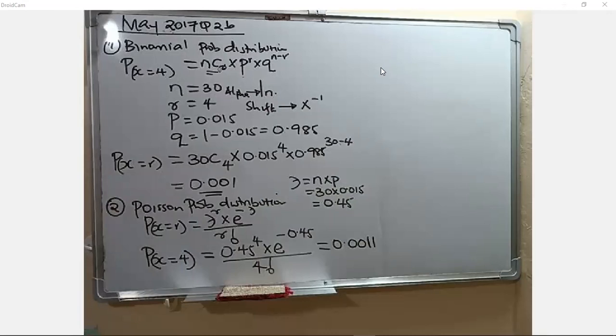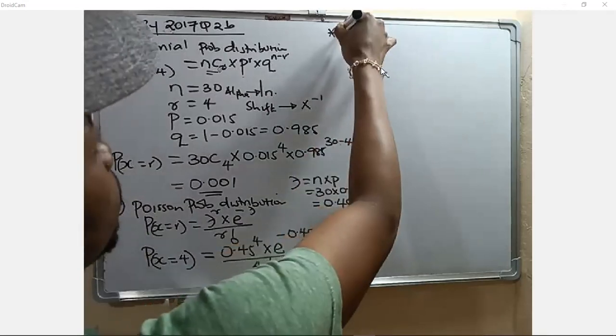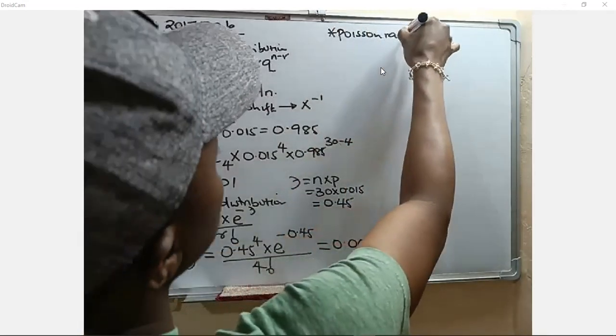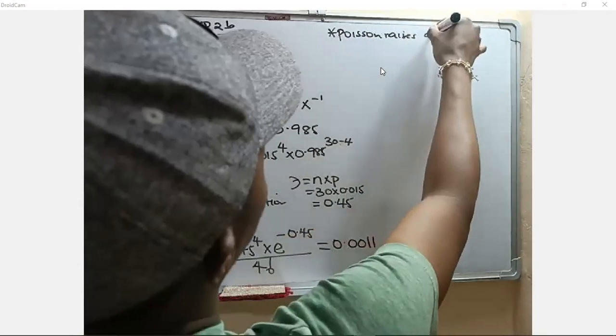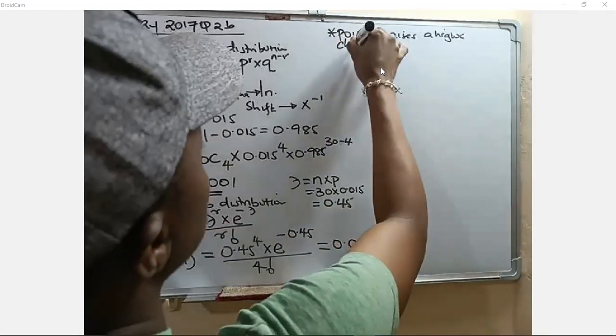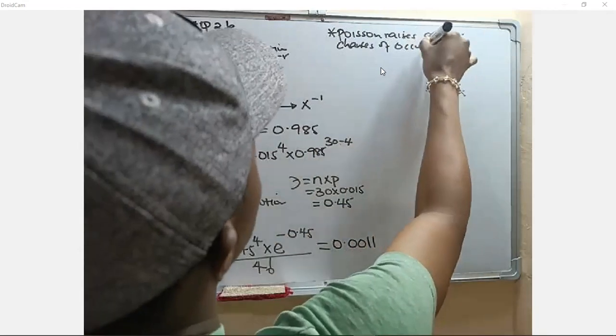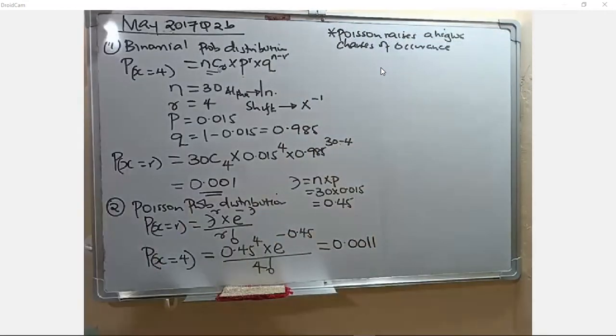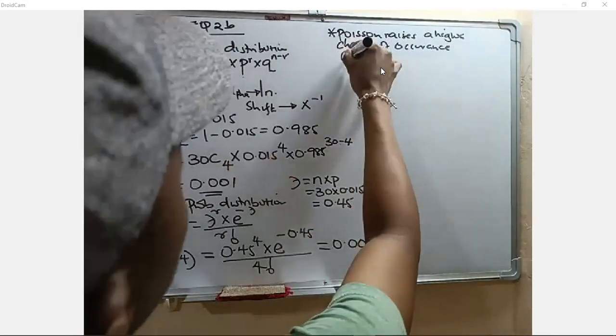Now, when you look at the differences, you see the answer for this and this one, you look at the one which raises a higher chance of occurrence. And we say, in this scenario, Poisson raises higher chances of occurrence compared to binomial distribution.